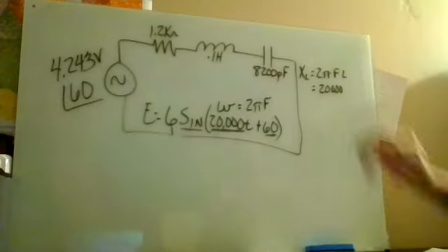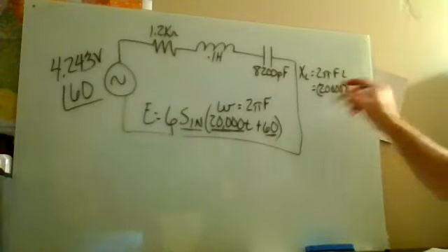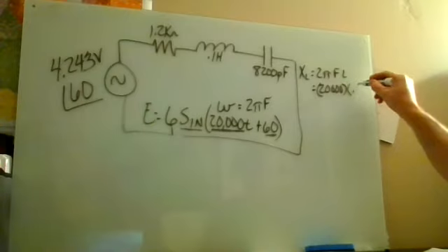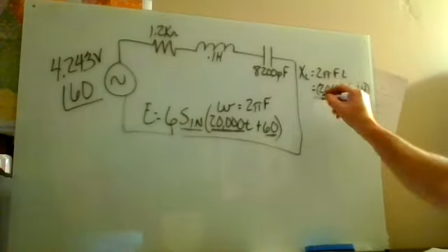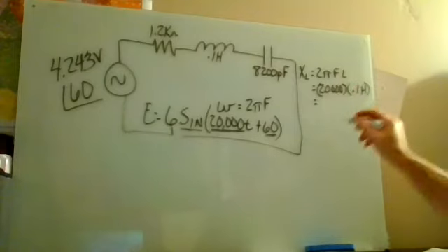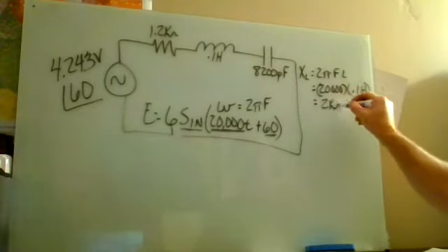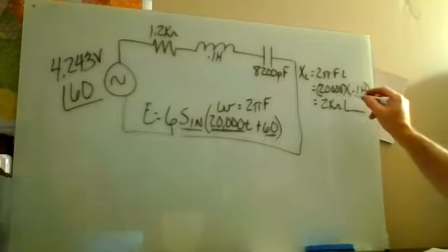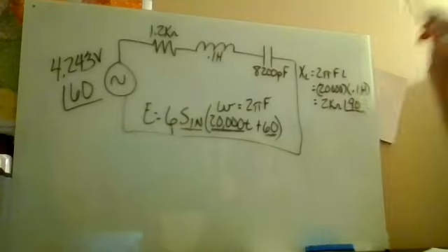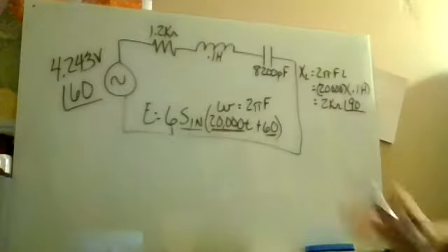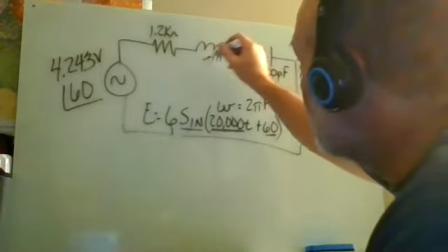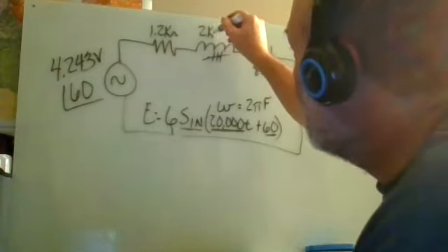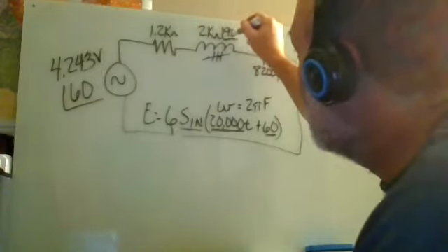That is my 2 pi F. And then I multiply it times my inductor, 0.1 Henry. When you do that, you should get 2 K ohms at an angle of, what's my angle on inductors always? Positive 90. Think of your capacitors: they have negative signs, so they're always at a negative. So I'm going to line that out and put 2 K ohm at an angle of 90.